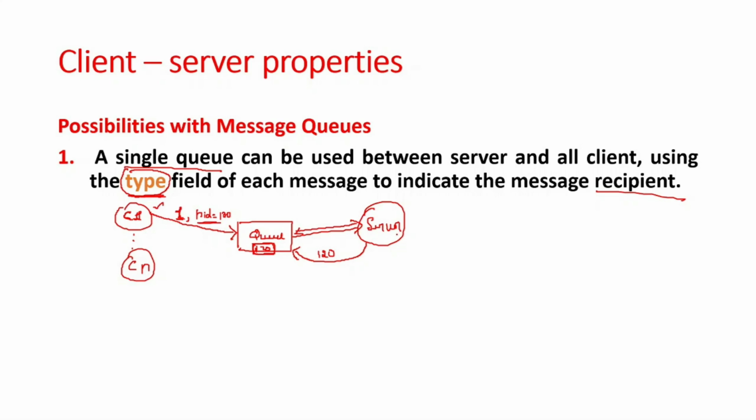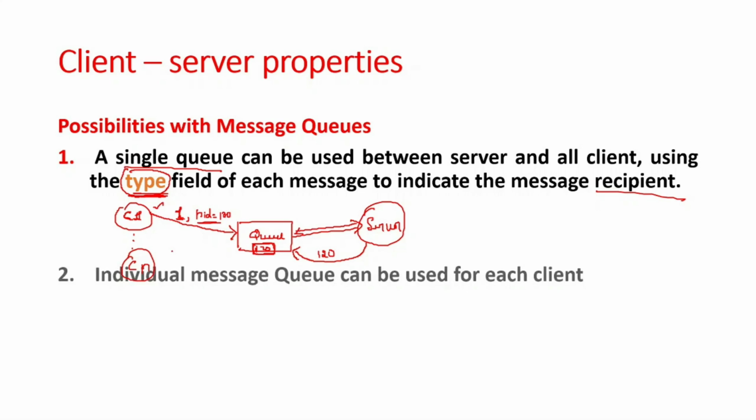Which was not possible with respect to FIFO, isn't it? Because there was a lot of ambiguity with respect to which response belongs to which client. So client-specific FIFOs had to be created, but that need not be the case with a message queue, where a single queue can be used for communication between multiple clients and the server. That is by using the type field of the message.